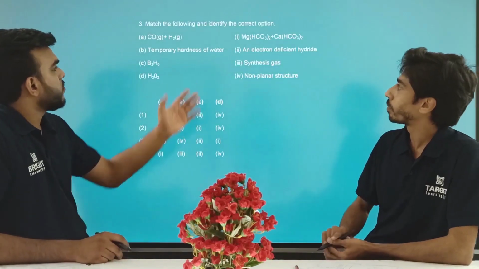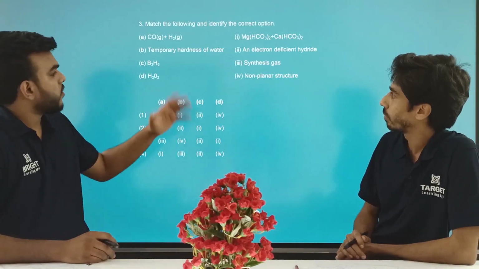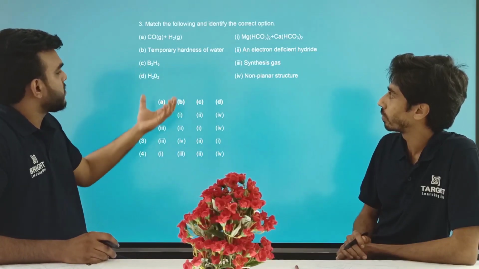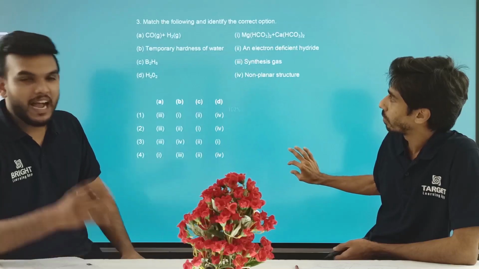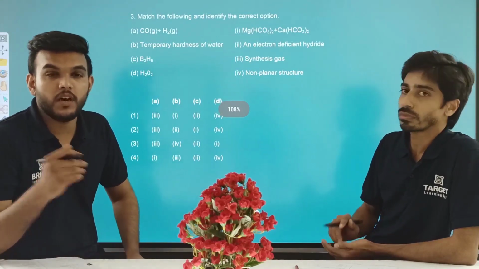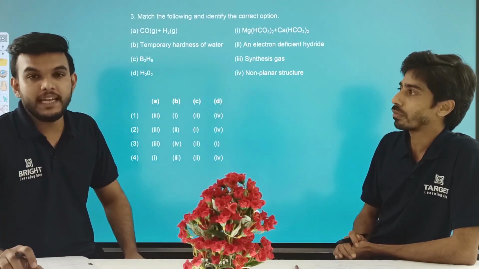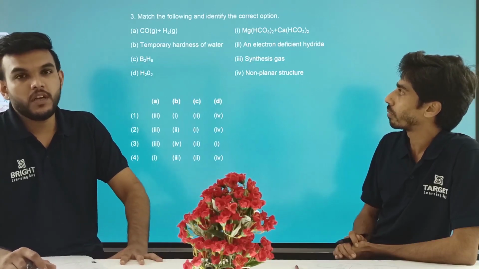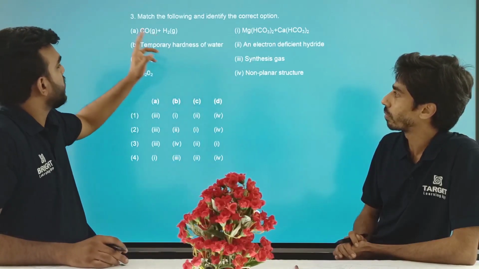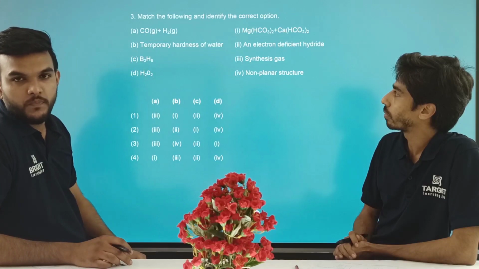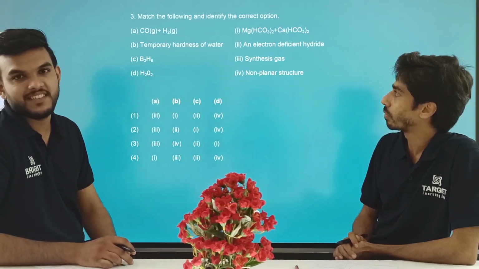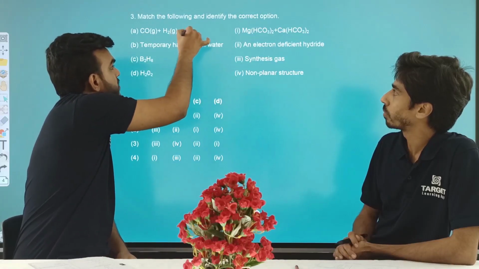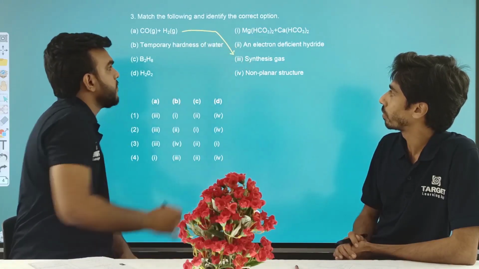Actually, see here, it is a mixed question, and most probably the question is from hydrogen. Hydrogen is a chapter of our grade 11, and it's the 7th chapter. When we go to this chapter, it is given CO plus H2. You know that CO plus H2 is known as synthesis gas. So you got the first one: CO plus H2 is known as a synthesis gas.